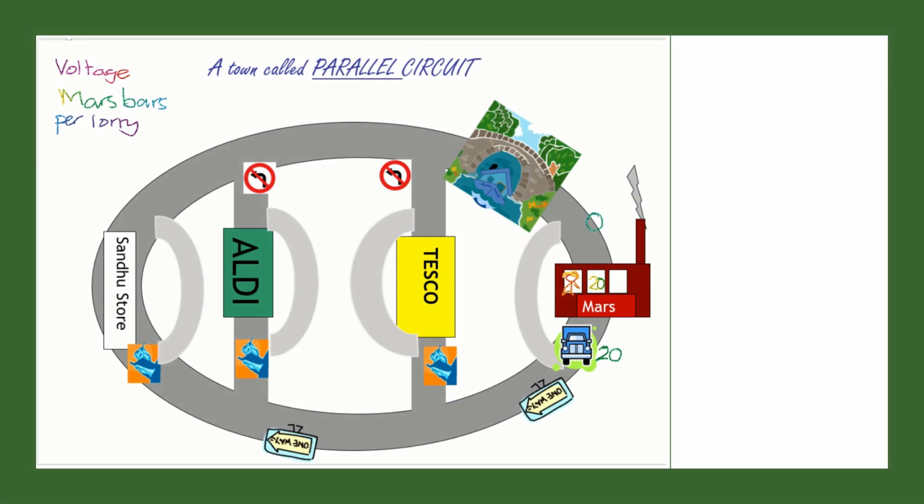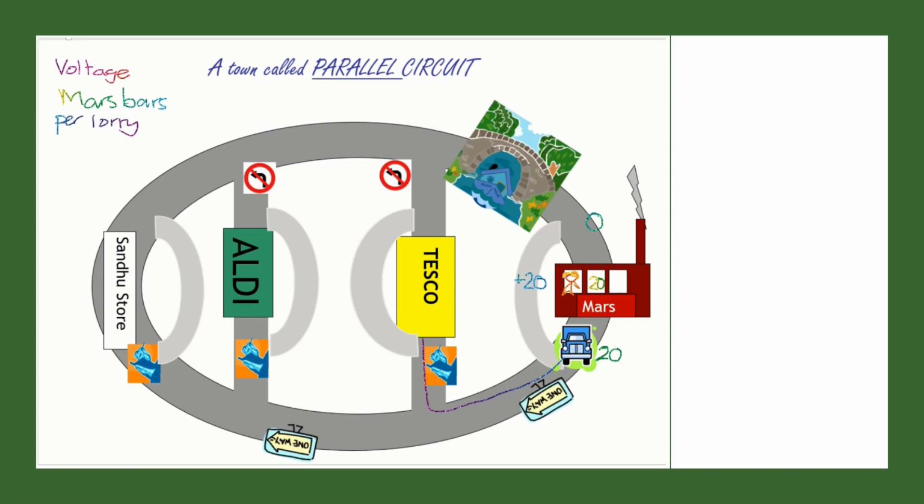So remember, potential difference is the difference between the number of Mars bars at one side and the other of the component. So here it's going to gain 20 Mars bars. So we're going to take this lorry along to Tesco. That's going to go along to Tesco. And think about where it's going to go after that.